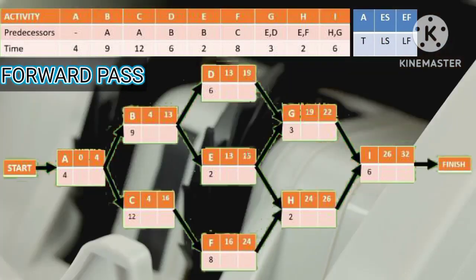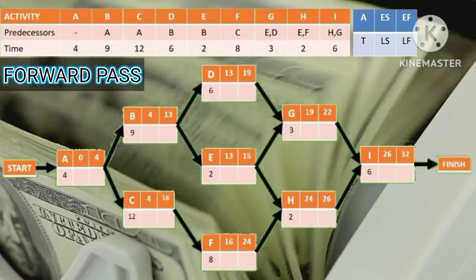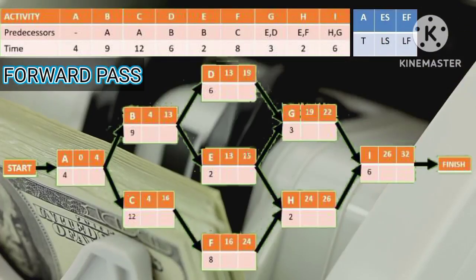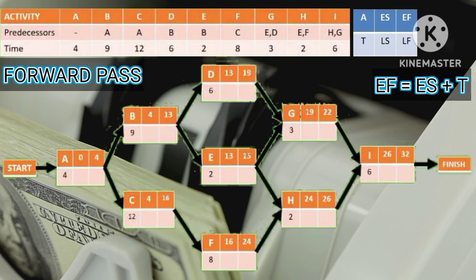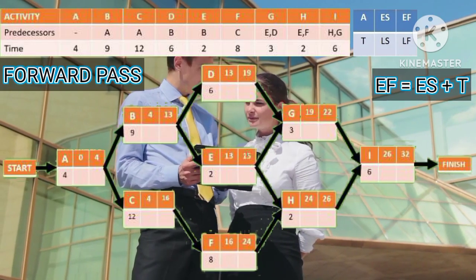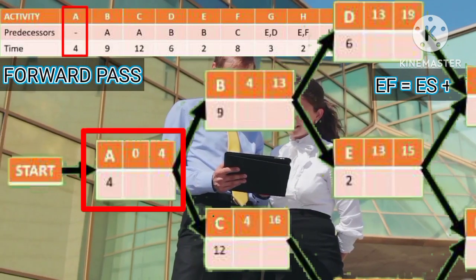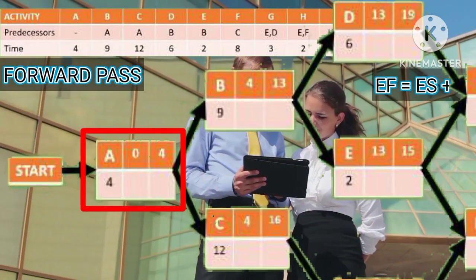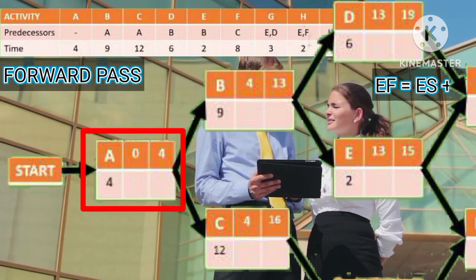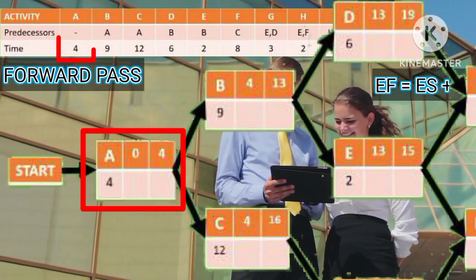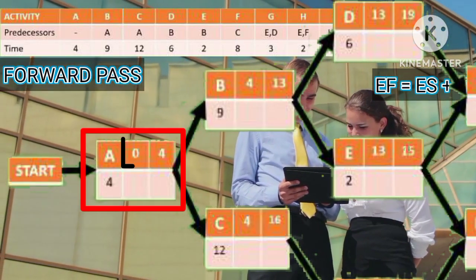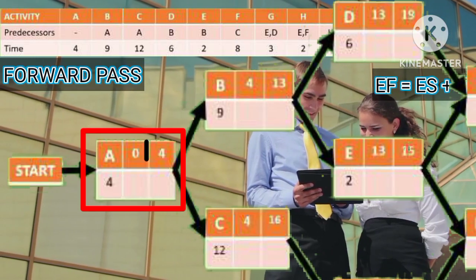So let's begin the forward pass. Before that, let me show you the formula for the earliest finish: EF is equal to ES plus time. Then let's begin. Since A has no predecessor, the start time of A is 0, and as the activity schedule shows, A takes 4 weeks, so the finish time of A is 0 plus 4 equals 4.